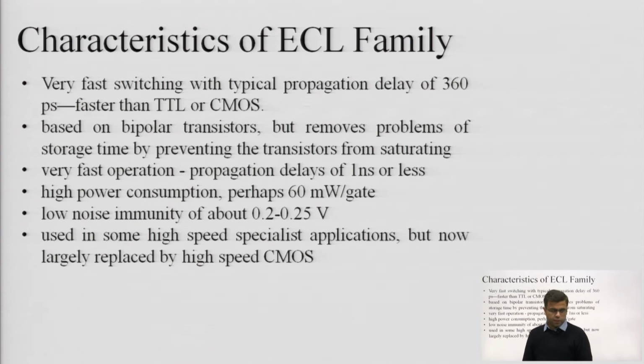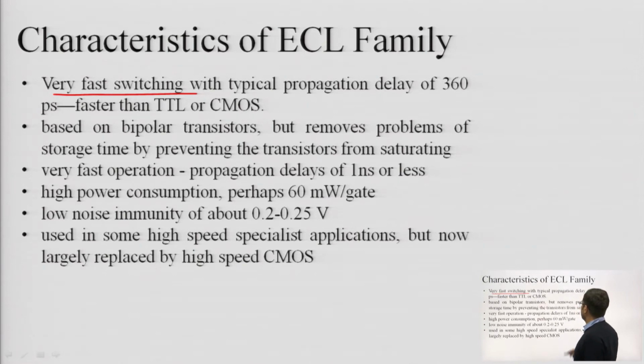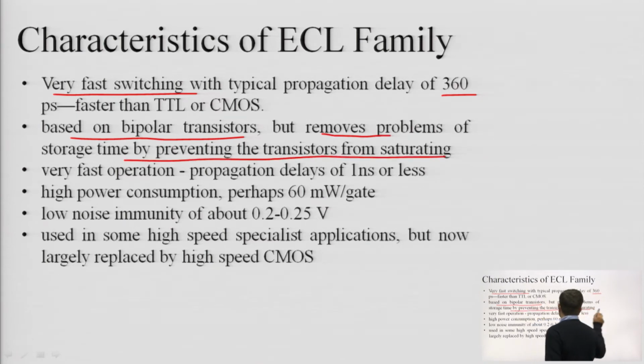Now let's come to the characteristics of ECL logic family. So these are very fast switching with typical propagation delay of 360 picoseconds. Okay. So this picosecond delay is very much less, so it is the fastest. That's why ECL family is considered as the fastest logic family. So it is based on bipolar transistor but removes problems of storage time by preventing the transistor from saturating.